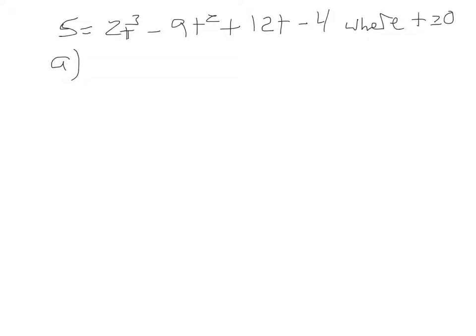That determines when the particle is increasing: if the velocity value is positive. Okay? So now we've got to find where, in this time interval where t is greater than or equal to 0, the velocity is positive. So the first thing I have to do is find the velocity function, right? And of course, from yesterday we know that the velocity function is equal to 6t squared minus 18t plus 12. There's the velocity.